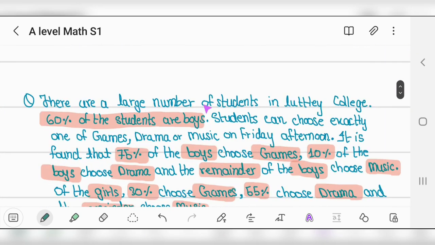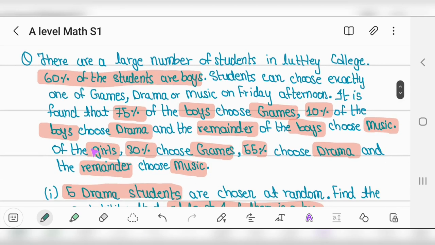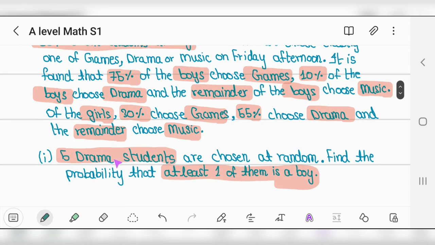Now another question. There are a large number of students in a college. 60% of the students are boys, which means 40% must be girls. A student can choose exactly one of games, drama or music on Friday afternoon. 75% of the boys choose games, 10% of the boys choose drama, and the remainder of the boys choose music. Of the girls, 30% choose games, 55% choose drama, and the remainder choose music. 5 drama students are chosen at random. Find the probability that at least one of them is a boy.